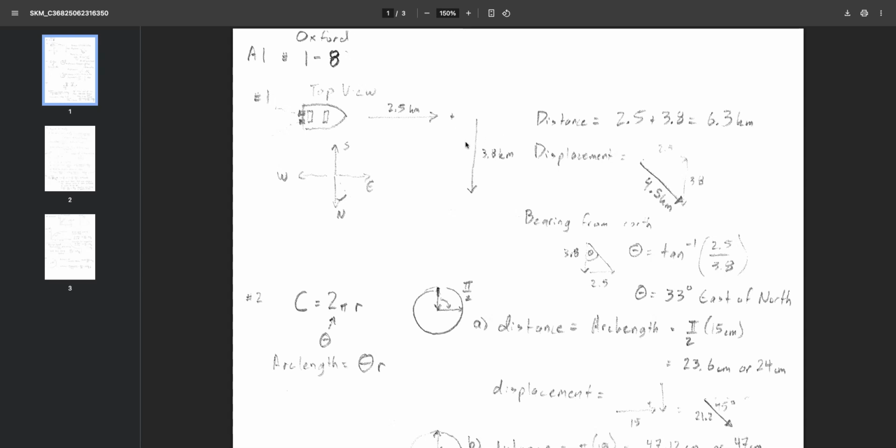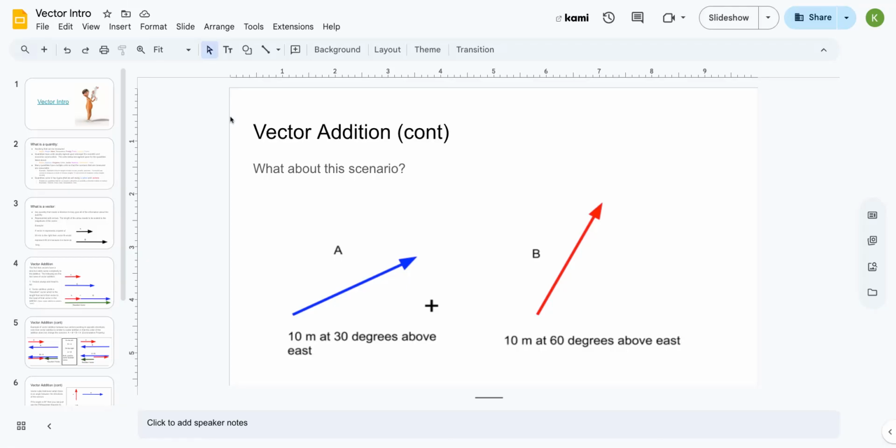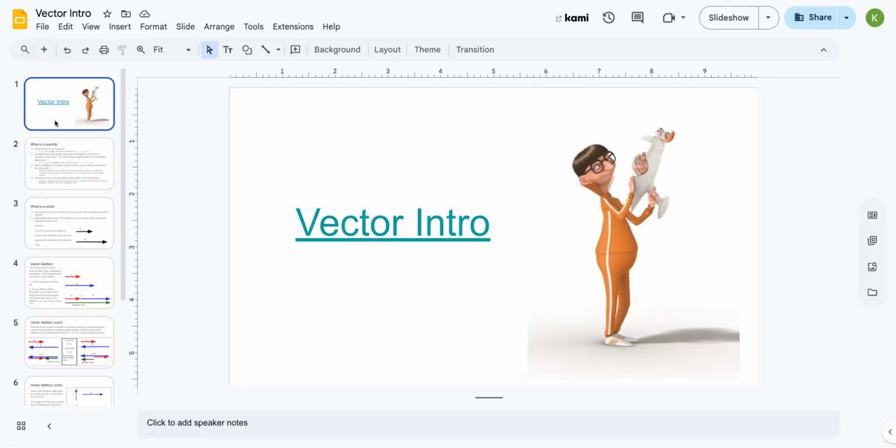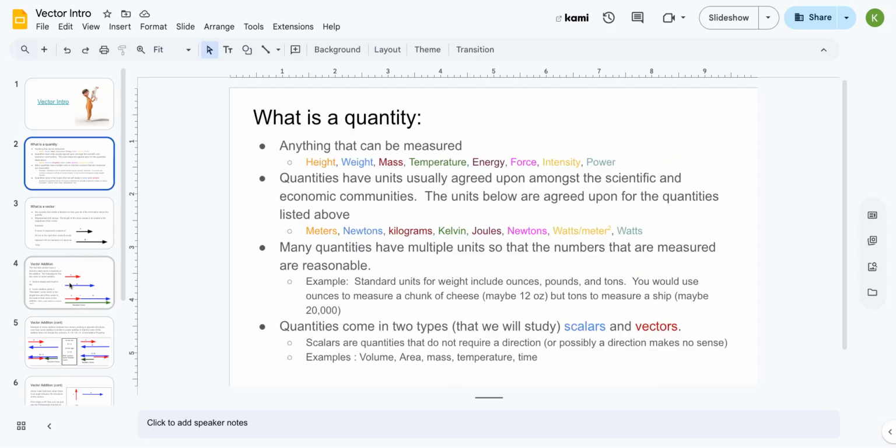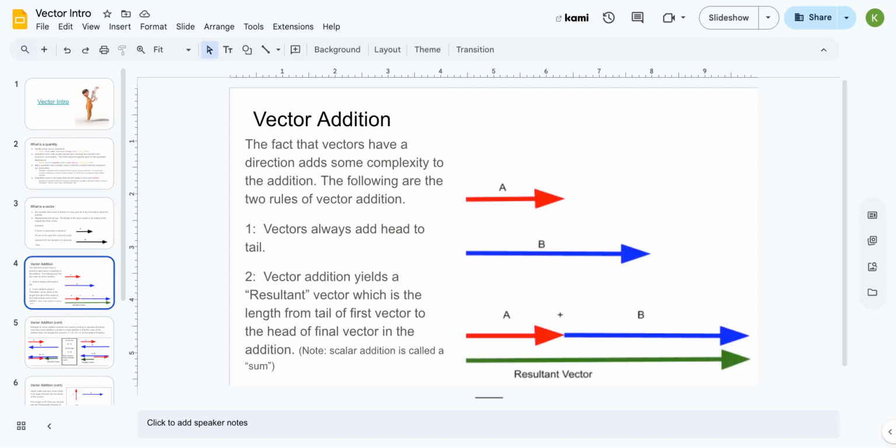So I urge you to look back. I actually posted these on Canvas. Hopefully this is picking up. The vector intro, this is posted. So remember what vectors are. They are essentially a quantity that has a magnitude and a direction associated with it.